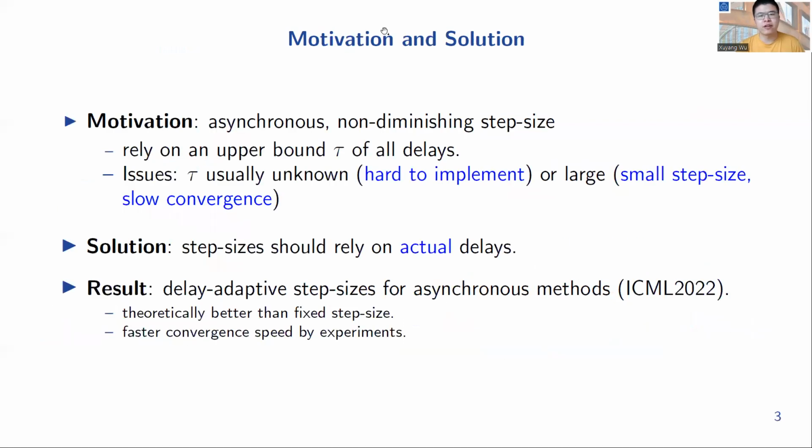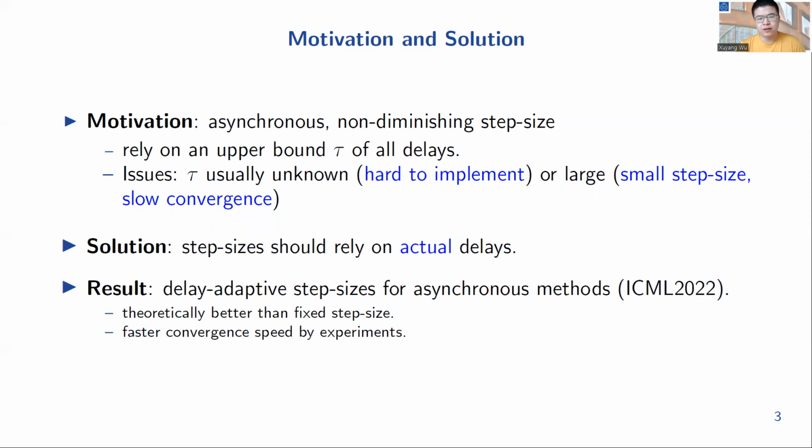Now we'll give our motivation and the solution. We focus on asynchronous learning with non-diminishing step sizes. In existing works, the step size usually relies on an upper bound tau of all the delays. However, this tau is usually unknown. This will lead to difficulty in the implementation. Another issue is that this tau is usually large. This will lead to small step size and slow convergence.